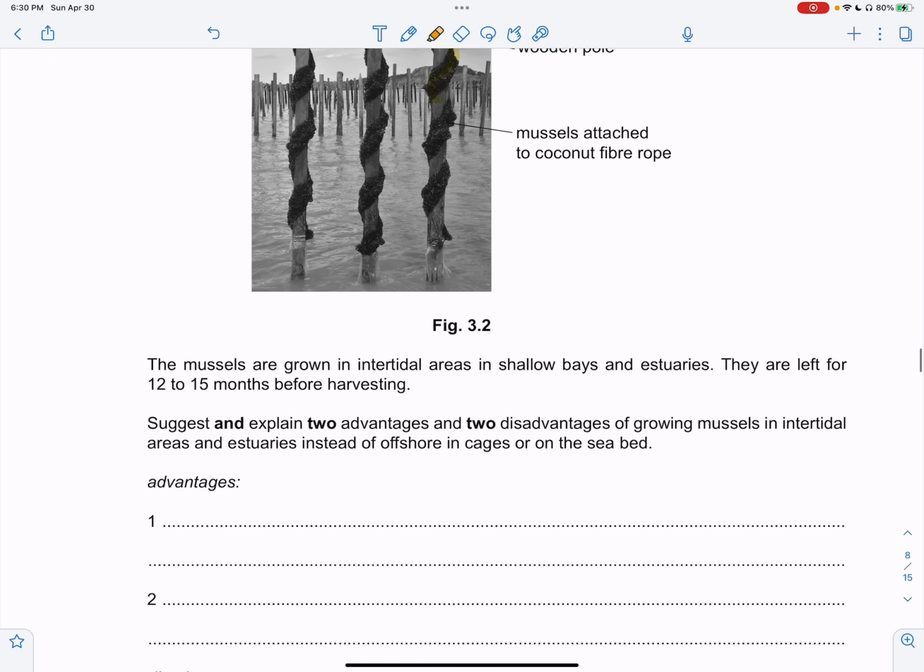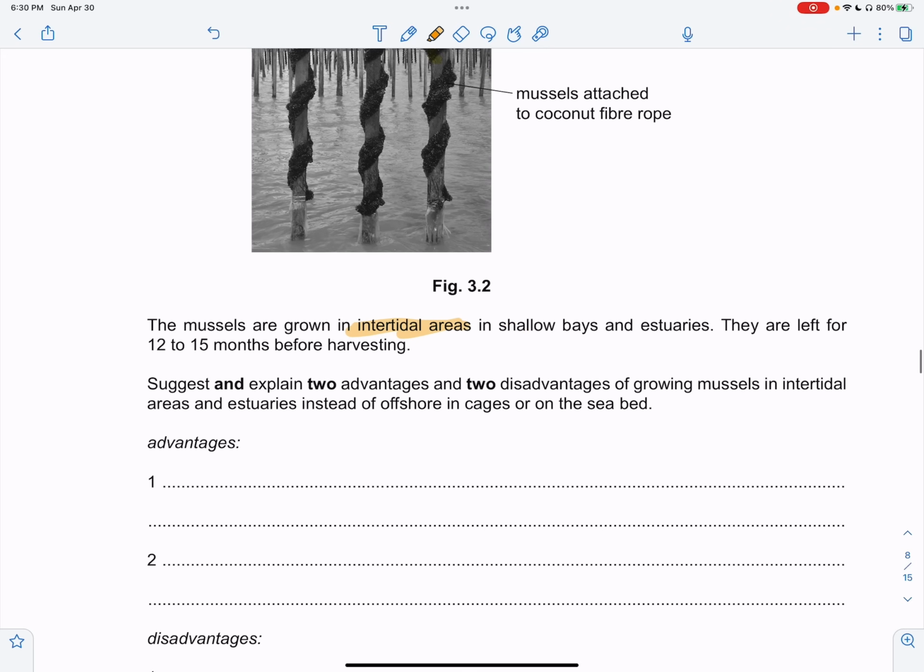And your question is, the mussels are grown in intertidal areas, so you're going to have the influence of the tides. That's going to help with maintaining the water temperature, or bringing it back down whenever the tide comes back in. It also helps reoxygenate the water. This will help maintain the salinity. So maybe if there's too much evaporation and the salinity gets too high, this will help with that. It'll help bring in food. Shallow bays and estuaries have a lot of nutrients, so that could be helpful. They're left for 12 to 15 months for harvesting.